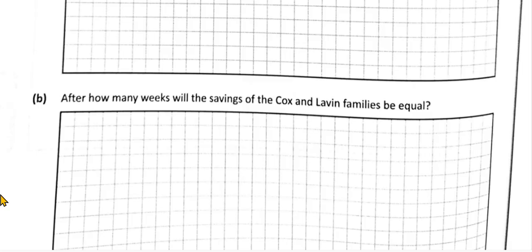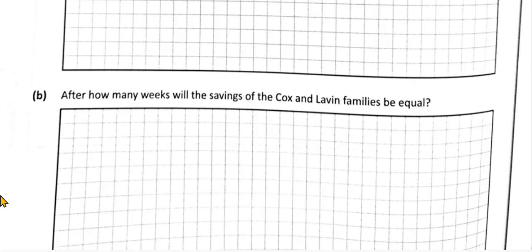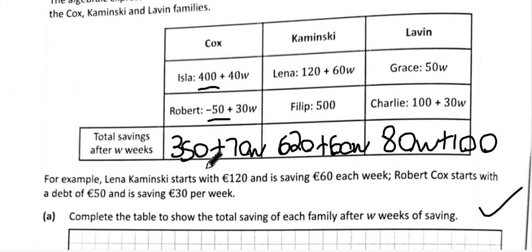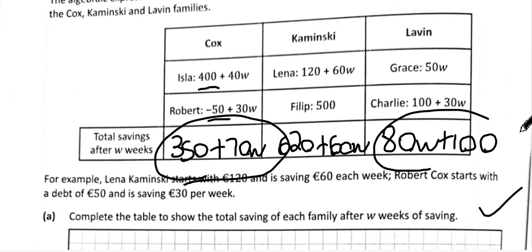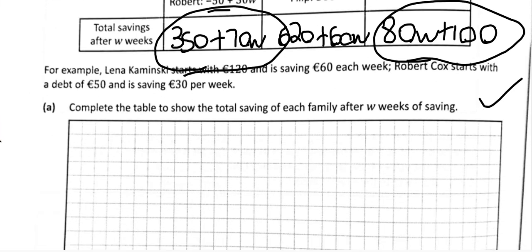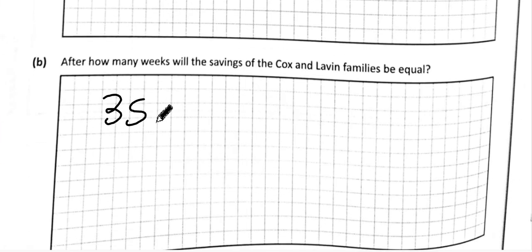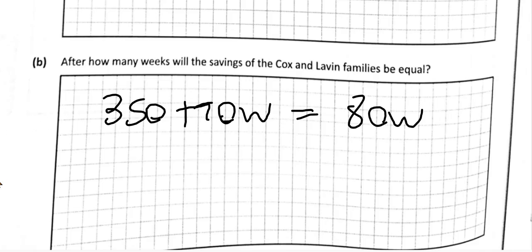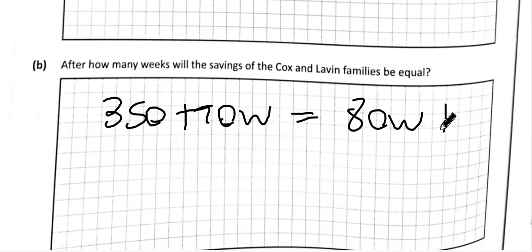After how many weeks will the savings of the Cox and Lavin families be equal? Cox and Lavin, yeah? Cox total, Lavin total. Put those 2 equations equal to each other. Why are they equal? They're meant to be equal, aren't they? 350 plus 70W equals 80W plus what? Alright, you guys solve that now for me.